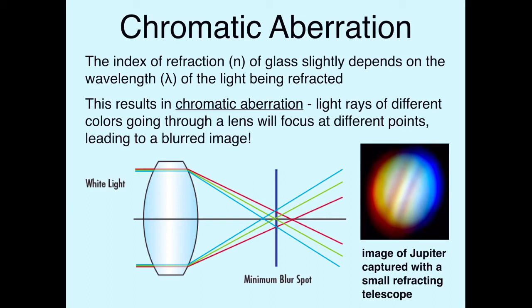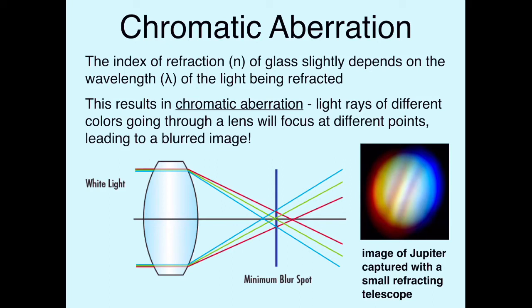Light rays with different colors, after they go through the lens, are going to focus at different points because they get bent a different amount by the lens. So your red light is going to focus over here, whereas green light is going to focus over here, and blue light will focus over here. That's not what we want. We want all the light to just focus at a single point so we get a very sharp image. But again, instead, what you get is different colors focusing at different points.